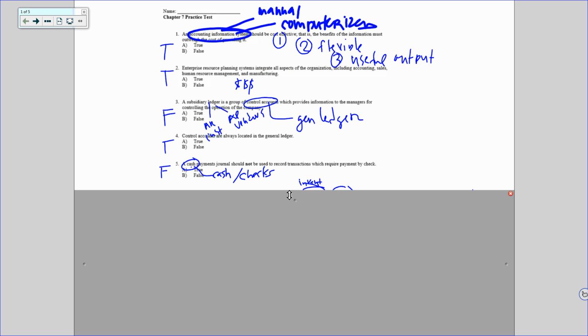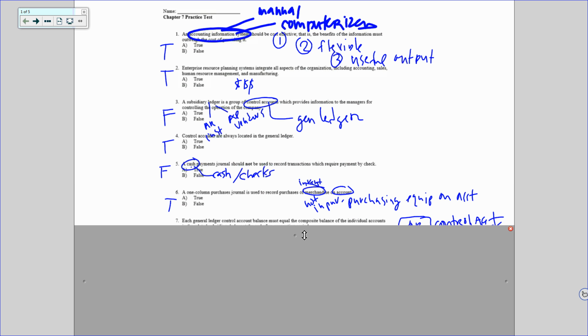Number 5 is false. A cash payments journal should not be used to record transactions. Ooh, I don't like that. I would say check. I'm going to reread that again. A cash payments journal should not be used to record transactions which require a payment by check. I would say that's true. I don't know why I have false. Checks and cash to me are the same thing.